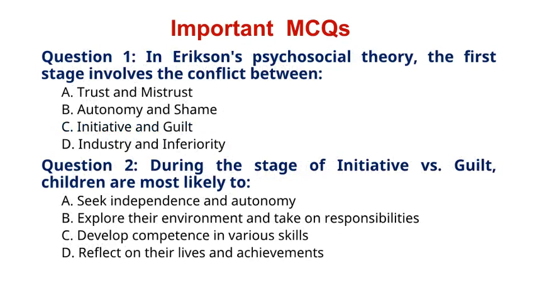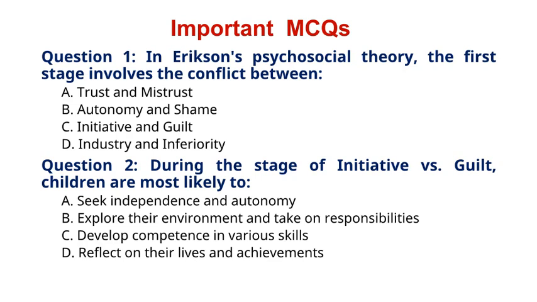Question 1. In Erikson's psychosocial theory, the first stage involves the conflict between A. Trust and mistrust. B. Autonomy and shame. C. Initiative and guilt. D. Industry and inferiority. The correct answer to question 1 is option A. Trust and mistrust.